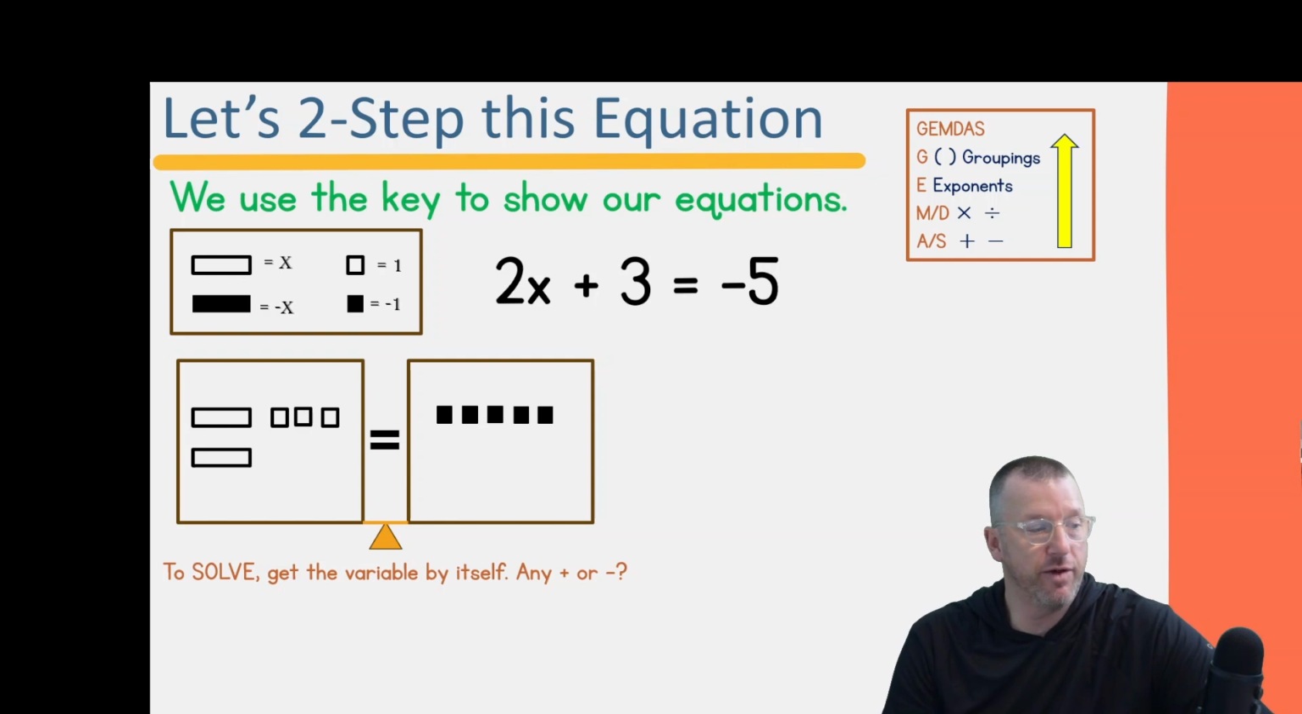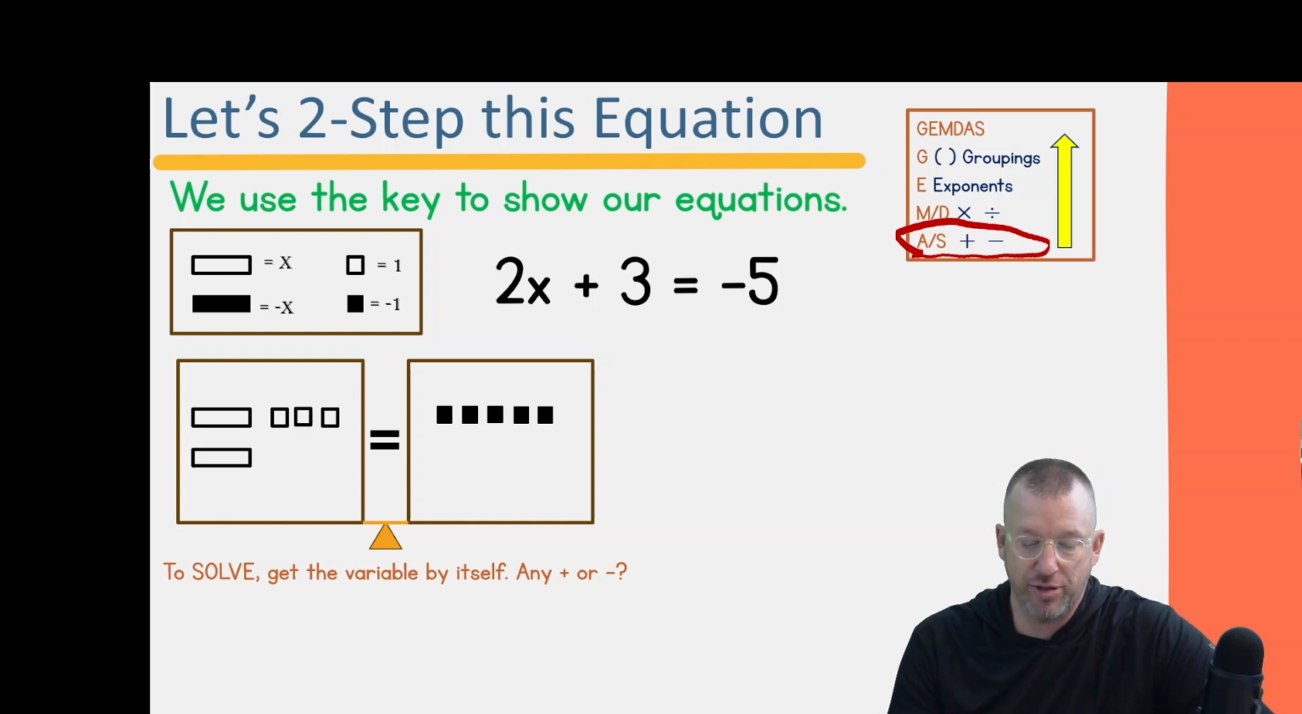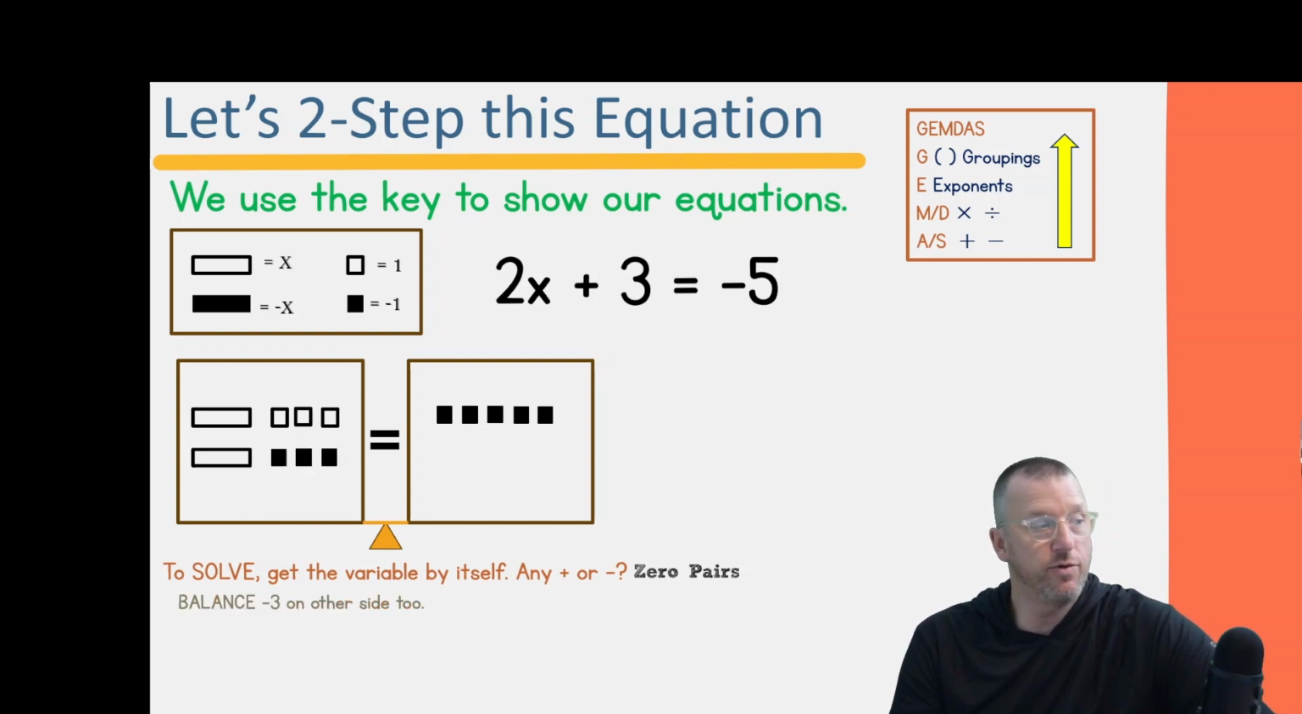To solve, what do we got to do? We got to get the variable by itself, and we use GEMDAS here. Start at the bottom. Do you see any addition or subtraction? Yes, I have a positive 3. So we got to get rid of that positive 3 just like the last time. So we are going to go ahead and do the 0 pairs. It's positive 3, so let's do a negative 3. But remember, whatever we do to one side, we have to do to the other side. So we add the negative 3 to the other side as well.